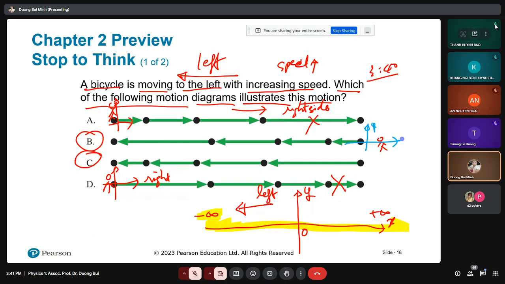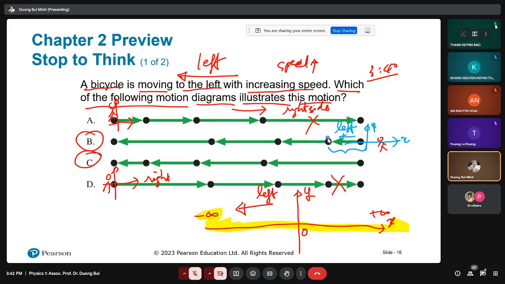Y, X, and they move to the left. Yeah, correct. Okay, and then you know the speed increasing. So if the speed is increasing, that means the distance will be longer and longer.